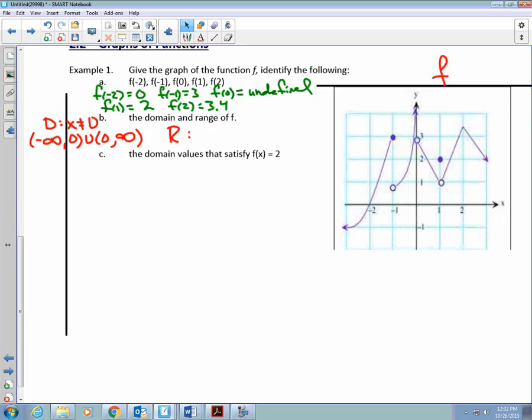Yeah, from negative infinity to positive infinity. There are no values excluded here, is it? Or ranges from negative infinity to positive infinity. Now, a different kind of question.